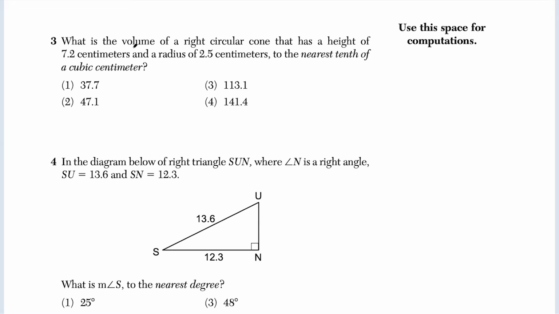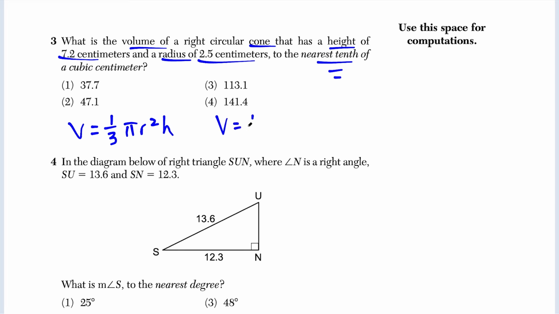Question 3, what is the volume of a right circular cone that has a height of 7.2 centimeters and a radius of 2.5 centimeters? And we're rounding to the nearest tenth of a cubic centimeter. So for this one here, we have to know the volume of a right circular cone, which is 1/3 pi r squared times h. And now we just plug into the formula.